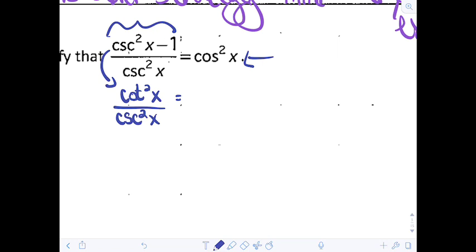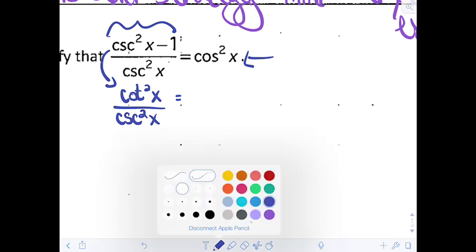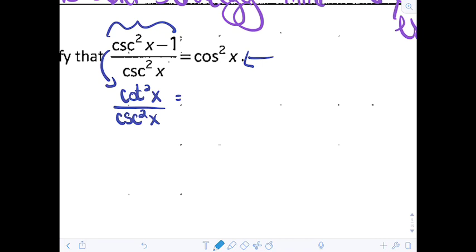Okay, so I'm working my way down the left side. What I have now is cotangent squared over cosecant squared. That is division, so I'm going to break that up. We know that cotangent squared is really cosine squared of x over sine squared of x. I am dividing that by cosecant squared, which is really 1 over sine squared of x.